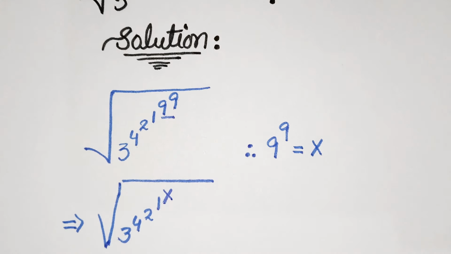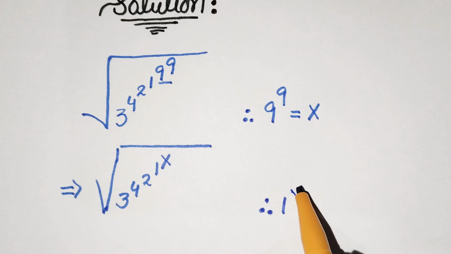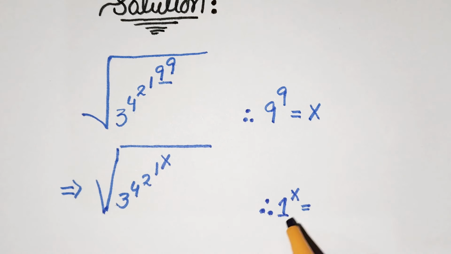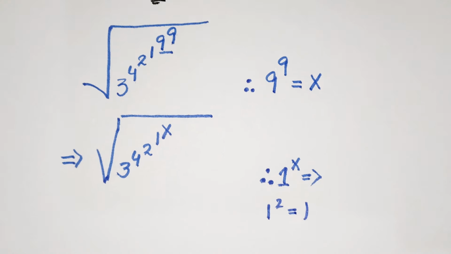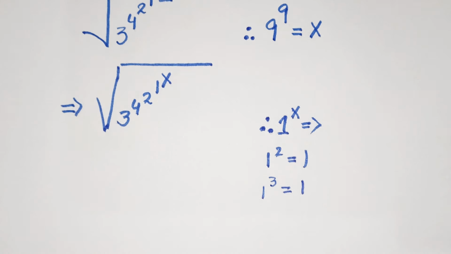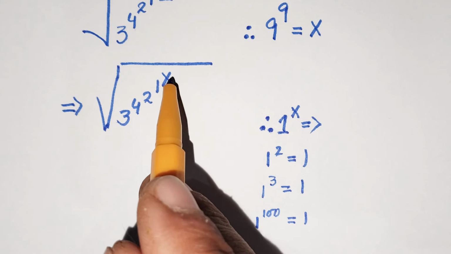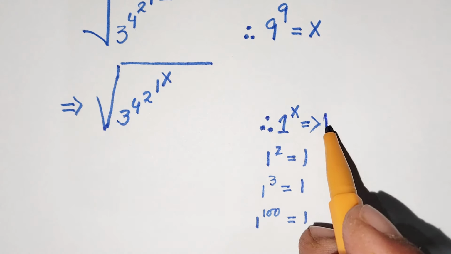So putting x, now we can see that, as we know, if we have base 1 with power some number, like any number 1, 2 or 3, we get the answer 1. So 1 raised to the power 2 has the value 1. Similarly, 1 raised to the power 3 gives 1. Again, 1 raised to the power 100 is also equal to 1. Hence we write that 1 raised to the power x is equal to 1.